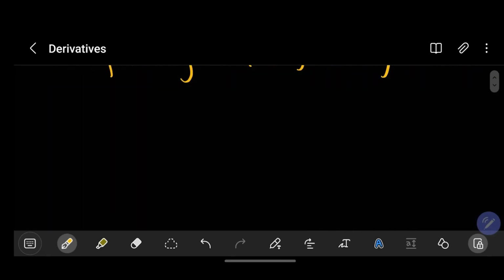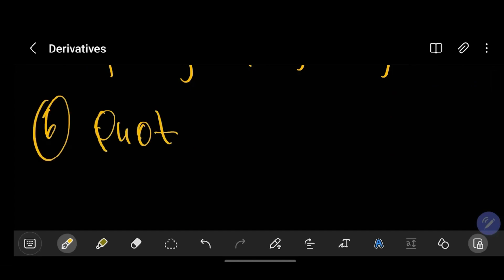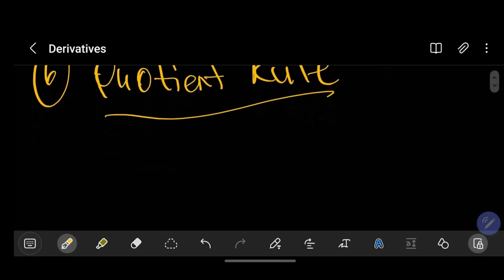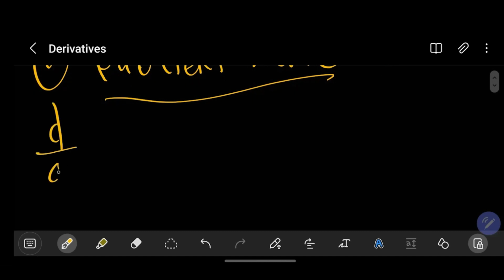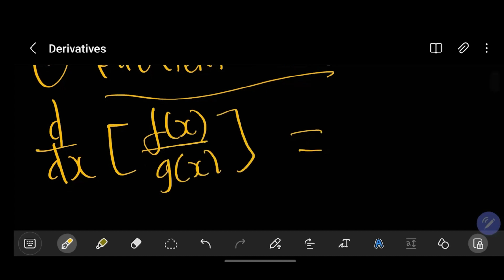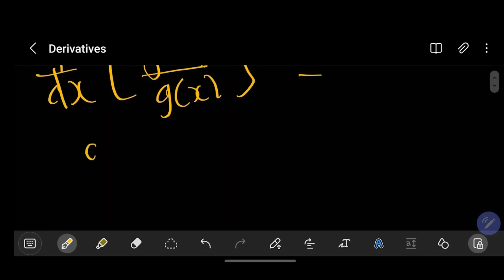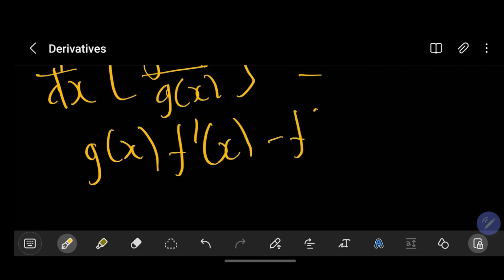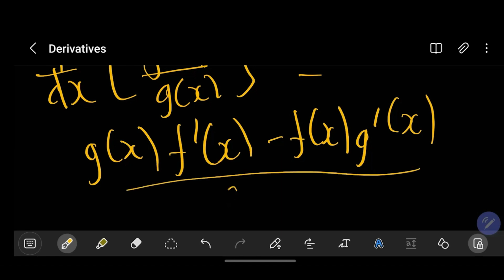Then we can go into the sixth rule. The sixth rule that we have is the quotient rule, or the division rule, and it's similar to your product rule. If we need to find d/dx of f(x) over g(x), that's equal to g(x) f'(x) minus f(x) g'(x), all over g(x) all squared.